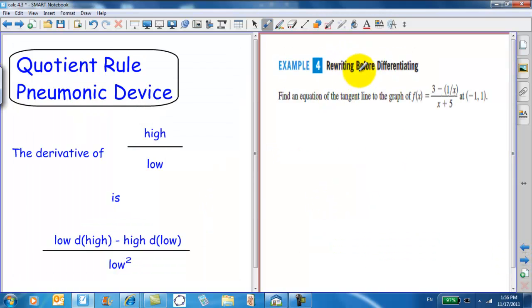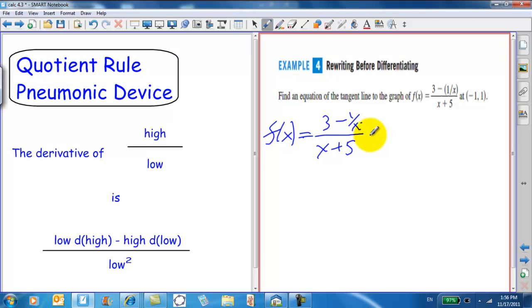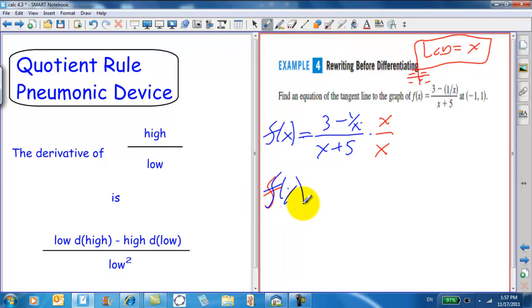Now another little tip is to rewrite before you differentiate. This function is going to be a mess if I put this 3 minus 1 over x into the derivative rules. But if I use our LCD tricks that we talked about, and this LCD is just going to be x, and it's an example of getting rid of fractions within fractions. So I'm using the base here of the compound fraction. Multiplying numerator and denominator by x, so that we change the form of the function first to f of x equals 3x minus 1 over x squared plus 5x. Now we proceed with our derivative.